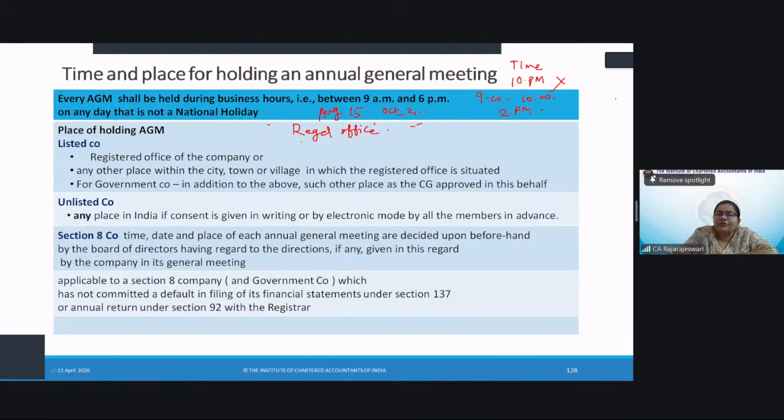Or it can also be held in the state or the town in which the registered office is situated. Not exactly the same place. Within the state, you can hold the AGM.